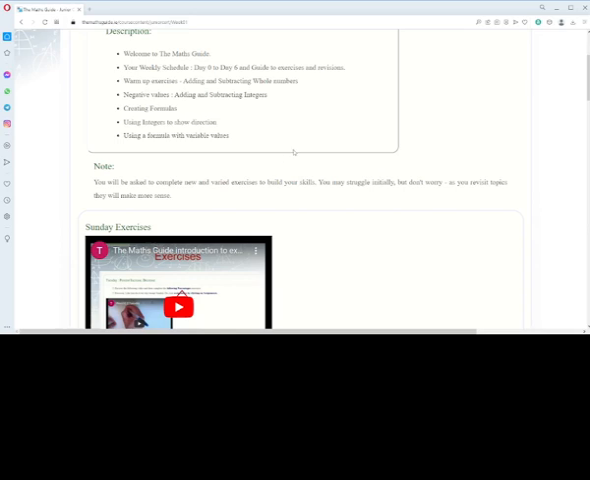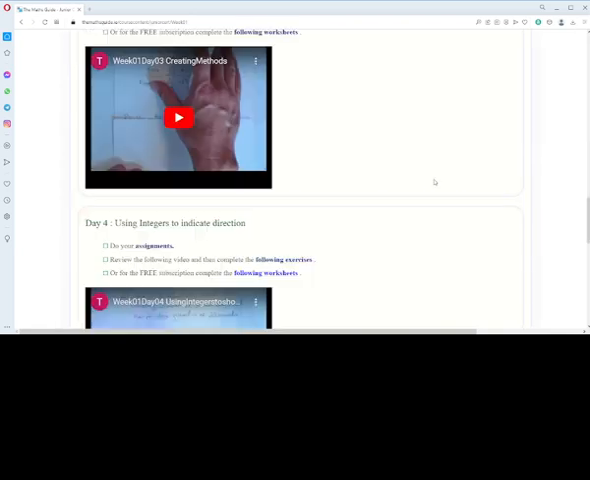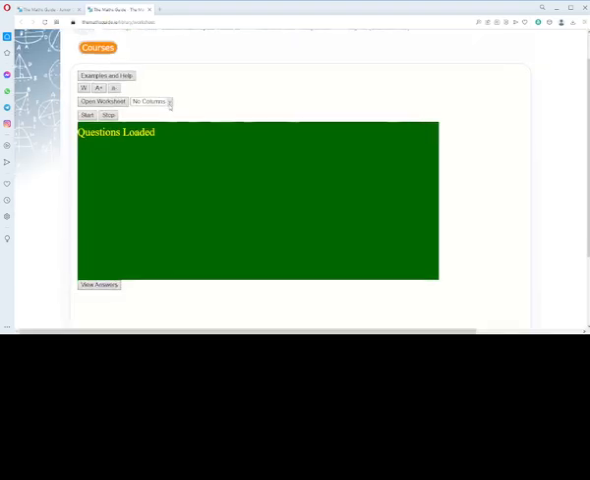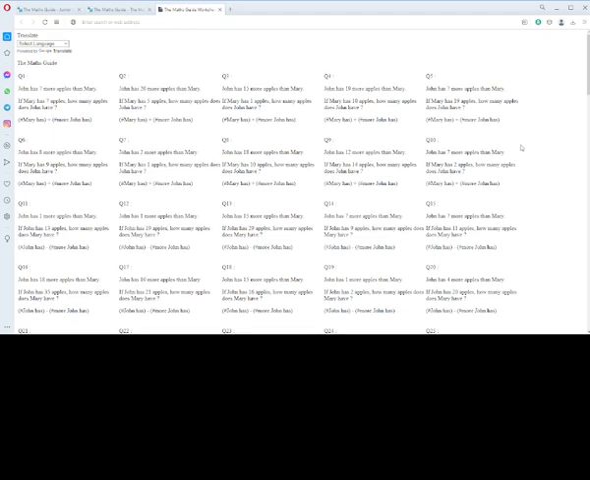But anyway, let's have a look at last week's exercises. The easiest way to look at the exercises is to go down to the Saturday where all of the exercises are, and I'm going to have a look at the worksheet for this week. Okay, so this brings us to the worksheets. I'm going to put them in 5 columns so I can see them more clearly. So let's open the worksheet and have a look at the type of questions that we had.